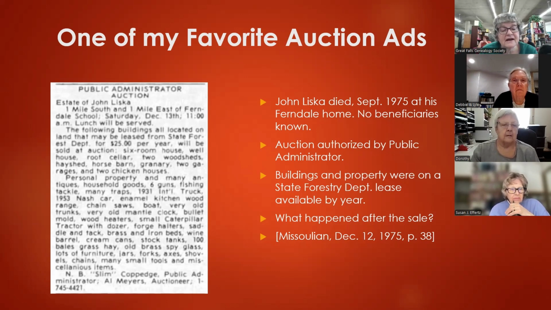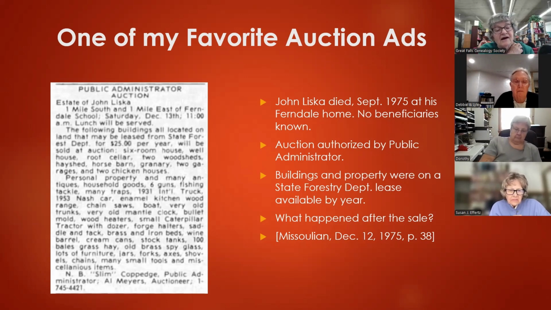Nash car, an enamel kitchen wood range, chainsaws, a boat, some very old trunks, very old mantel clock, a bullet mold, wood heaters, a small Caterpillar tractor with a dozer, forge halters, saddle and tack, brass and iron beds, a wine barrel, cream cans, stock tanks, 100 bales of grass hay, old brass spyglass, lots of furniture, and there was also forks and axes and shovels and chains and many small tools, too small to say. So people were there for the total day to get that.